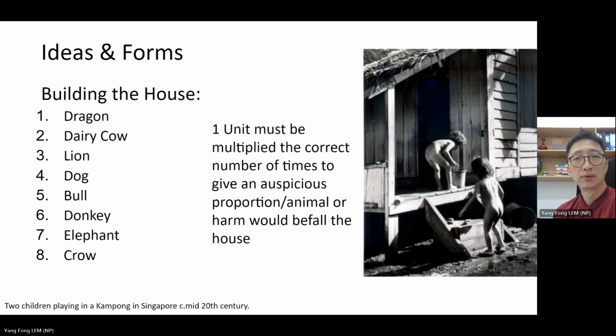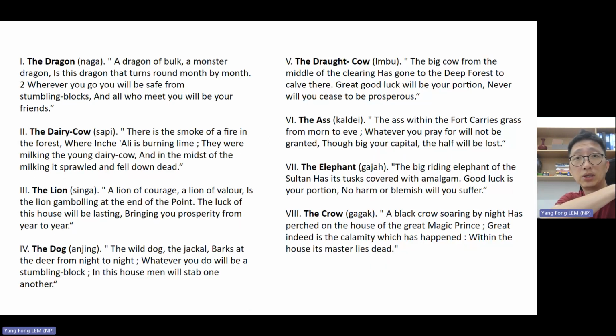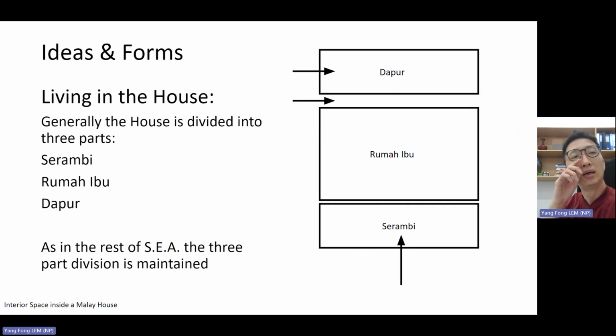Subdivisions. When you're building the house, there are elements that are commonly used, and there are units of measurement. And each unit must be multiplied the correct number of times to give an auspicious proportion or animal, or harm will befall the house. That's the belief. Each of these means different things. This one you can read in your own time.